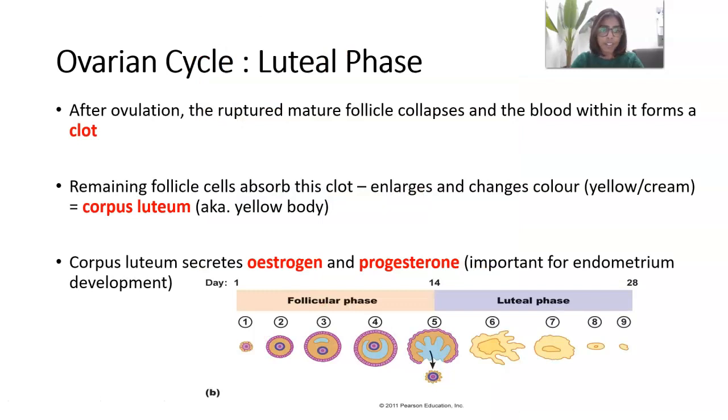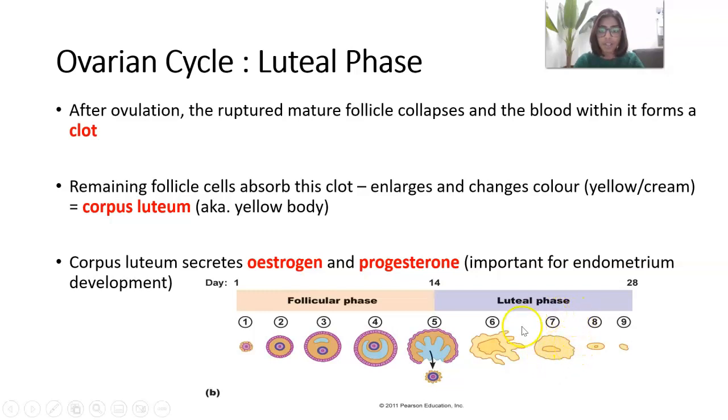Now that was the follicular phase. Now in the second half of the cycle, so we're talking days 15 to 28, we call this the luteal phase. So after ovulation, that ruptured follicle will collapse in on itself and form a clot. And you can see that at number 6 here. Now the remaining follicle absorbs this clot and it becomes enlarged and kind of yellow or creamy in colour and is now known as the corpus luteum.